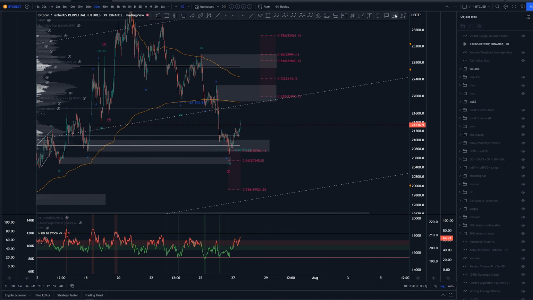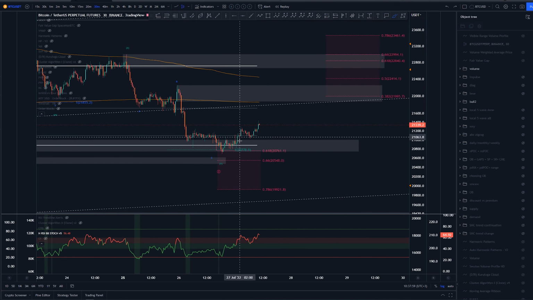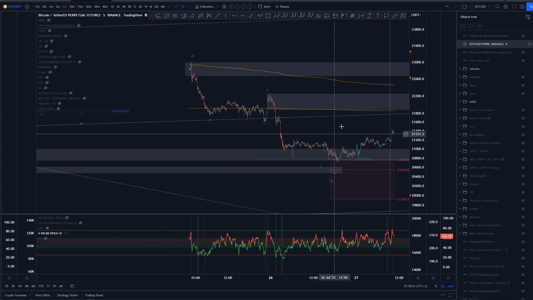So the next short possibility would be around these areas and these areas. Before that, I wouldn't be looking for shorts. At the moment, I'm fine with this long setup from here. Of course, it does not really look too impulsive at the moment. Let's take a closer look on 5 minutes.